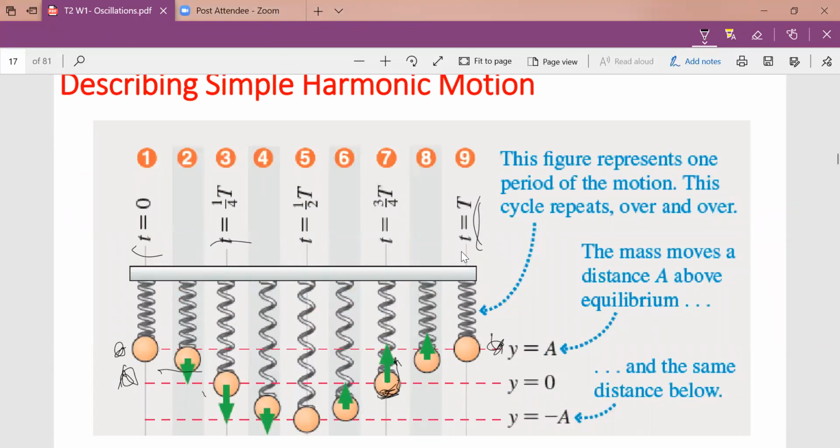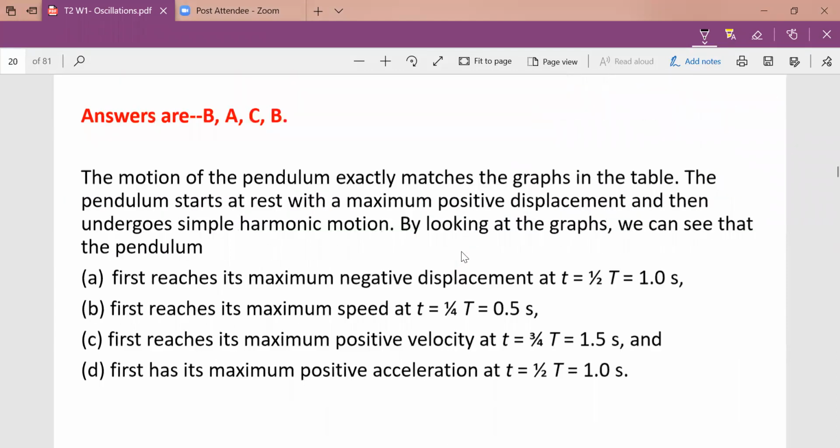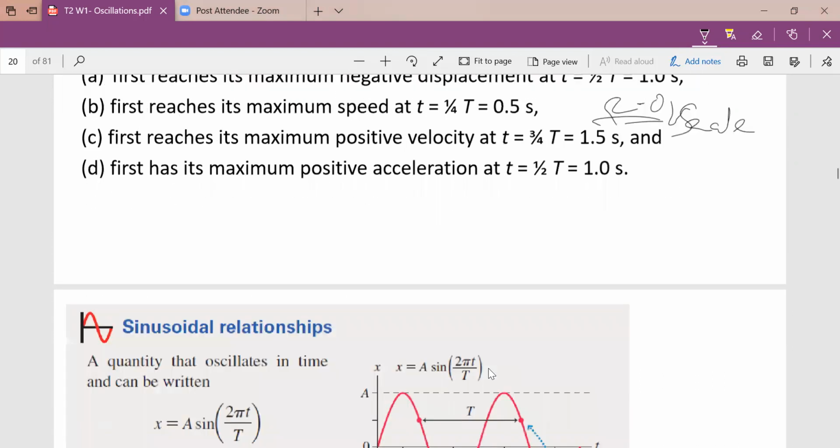The first time it's going to hit the maximum negative displacement is here. Okay, so we'll have t equal to 1 over 4. And that's what t equals to half. That's what we use to describe this. We use the different time period positions on a period 2.0 scale. Okay. So A, B, A, C, B is the answer for that.